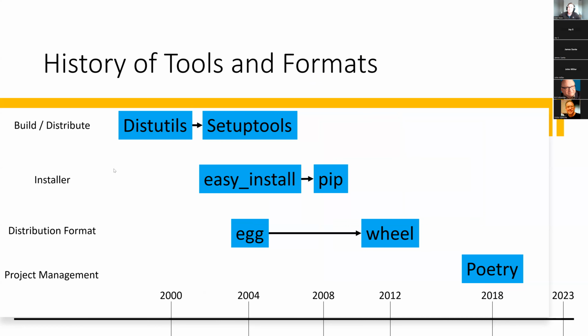Then in 2004, an improvement to that came out called setuptools, and setuptools shipped with an installer called easy install. Probably a lot of you are familiar with pip installing something. Well, before that, there was something called easy install. You could easy install something. And then with setuptools also came these distribution formats.